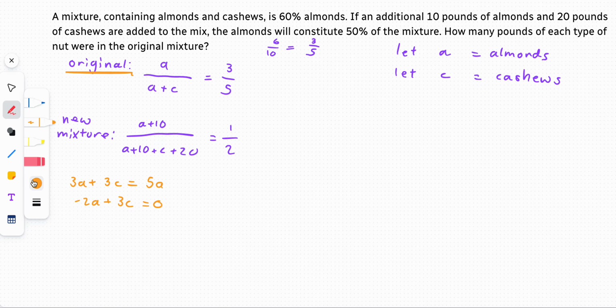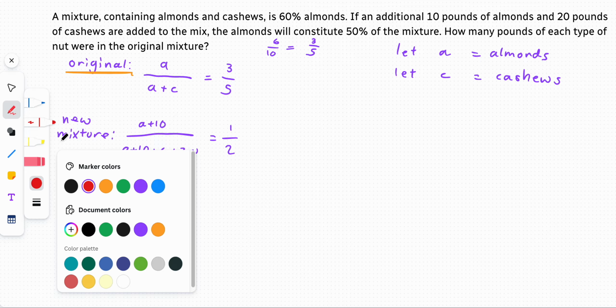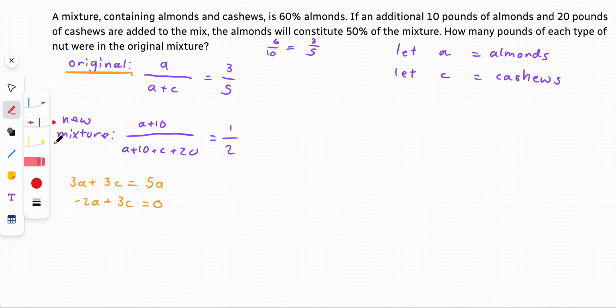Now our new mixture, we'll underline this in red. Let's also cross multiply as well as simplify. So this one is going to be a plus c plus, we can combine the 20 and 10, so it's going to be 30. It's going to equal 2a plus 20. Okay, so all we have to do is combine all of our like terms.